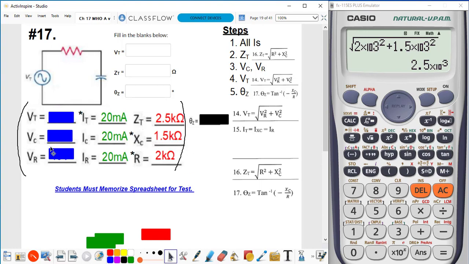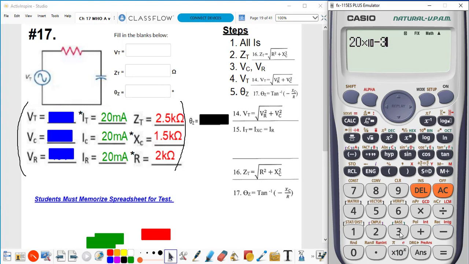Alright, inside these parentheses we can use Ohm's law, and I want to point out to you that you have some different electrical quantities here, and you must memorize these for the test. This θZ here stands for theta Z. Alright, so the first thing I can do is calculate my VC. I'm going to take my 20 milliamps times my 1.5K ohms. That gives me a VC of 30 volts.